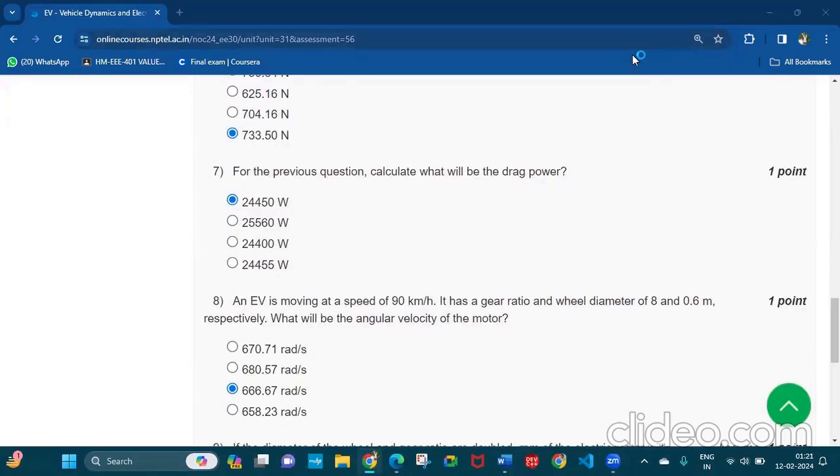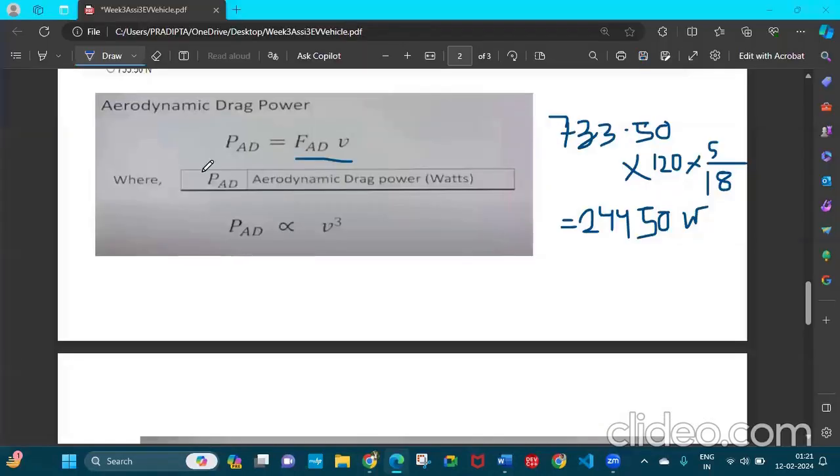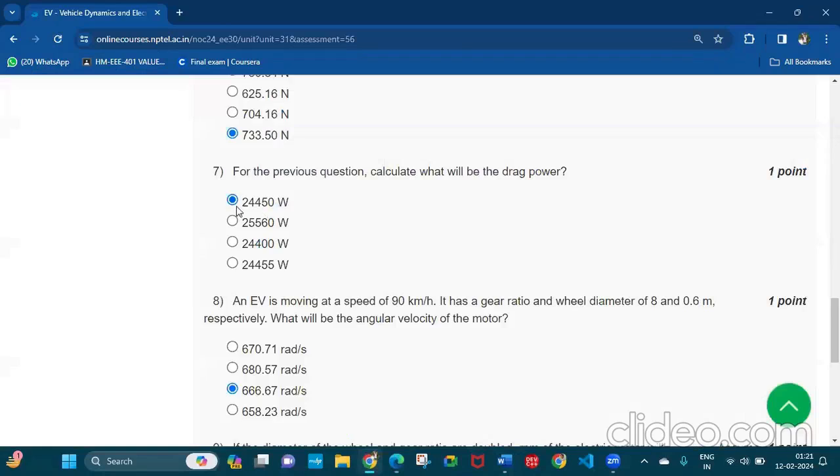For the previous question, calculate what will be the drag power. Okay. Now, what is the drag power? This is the equation to calculate drag power. PAD is equal to FAD into V. FAD is known and V is also known. So PAD we can easily calculate. So 24450 watt will be the answer.